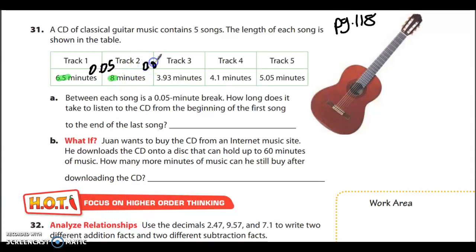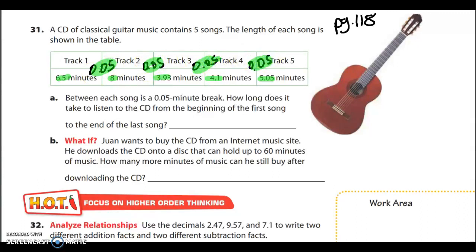Now the reason why I'm putting in the 0.05s between the songs is because a lot of kids think, well, since there's 5 songs, we need to add 5 0.05s. But we don't, because there's only 4 breaks in between the songs. So we're going to add up all 5 songs plus these 4 breaks, because there's not going to be a 0.05 break after track 5. After track 5 is the end of us timing. So we're going to add up all the highlighted numbers plus all the 0.05s. That's what we're going to do.